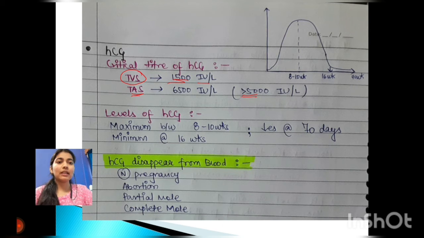Level of HCG is maximum between 8 to 10th week. You can see here this peak level at 8 to 10th week, then it declines till the 16th week, and the minimum is at the 16th week. It decreases at 70 days.